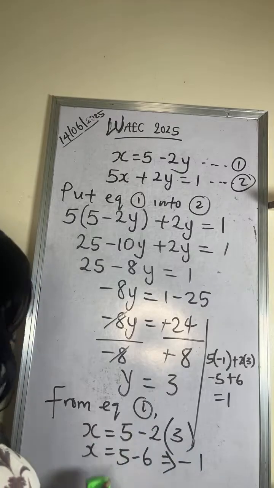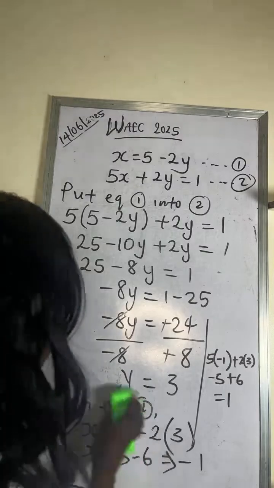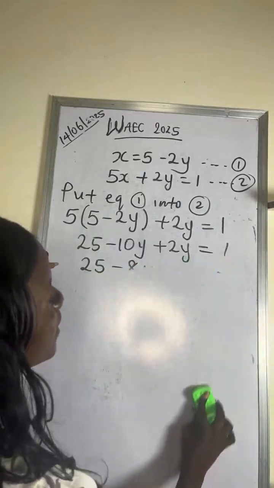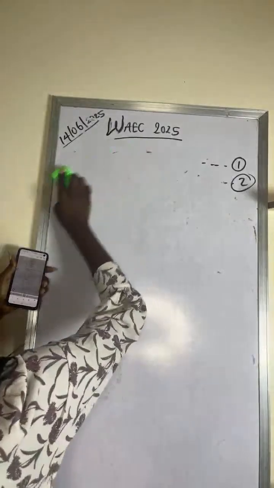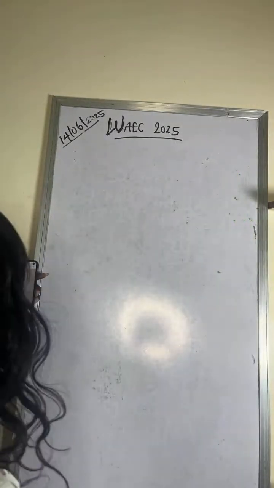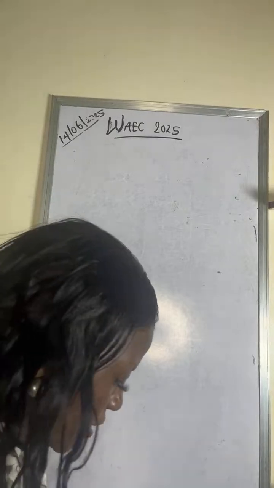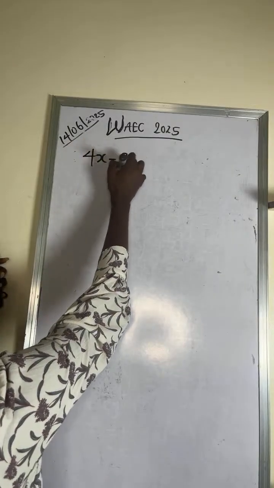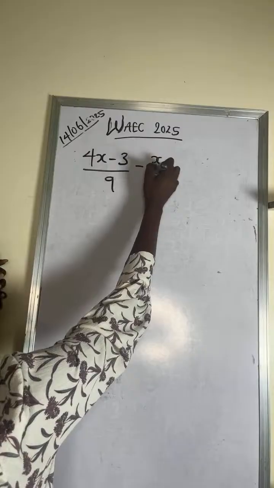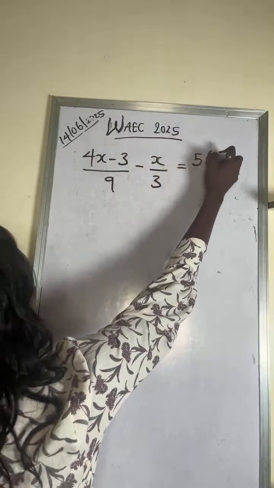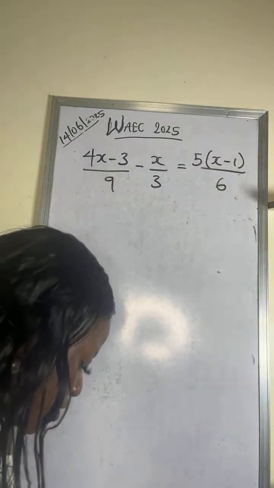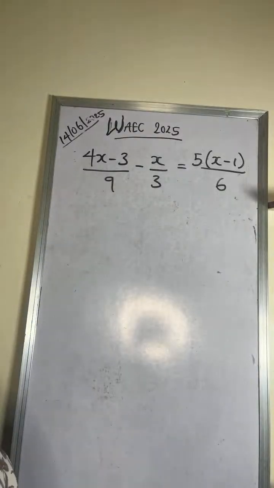Okay, so we're given this to simplify. Let me write it out. If you are a learner, please take a screenshot in case you're writing this down. So they said solve for x if 4x minus 3 over 9 minus x over 3 is 5x minus 1 over 6. So this is where your cross multiplication will come from. Somebody wrote cross multiplication. This is where we'll do that.